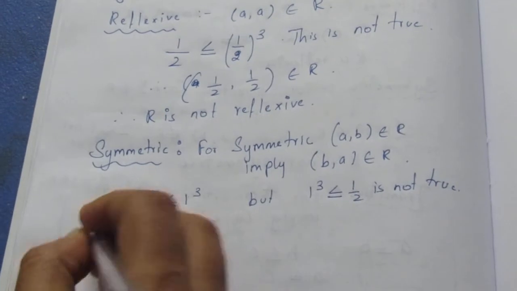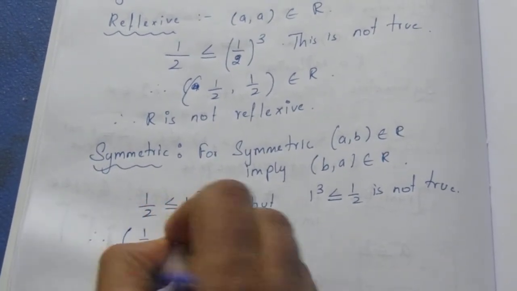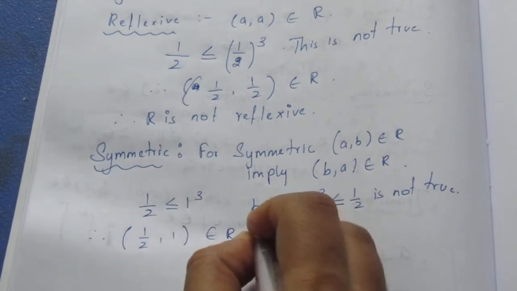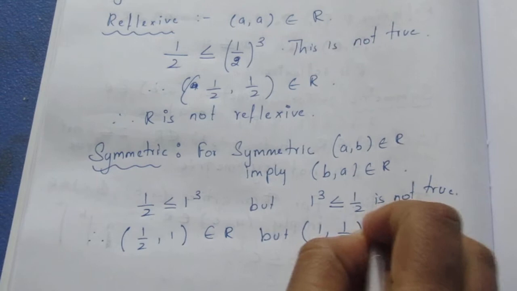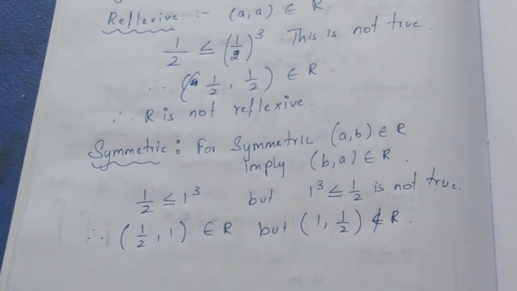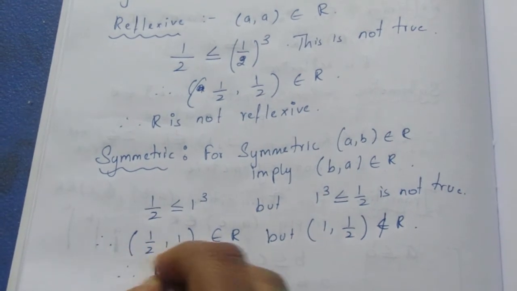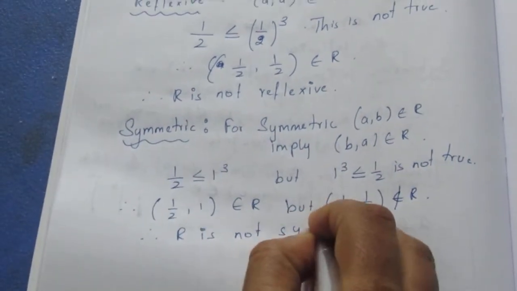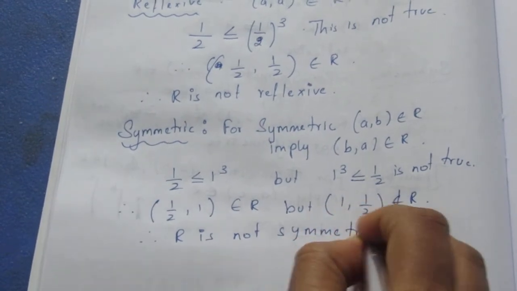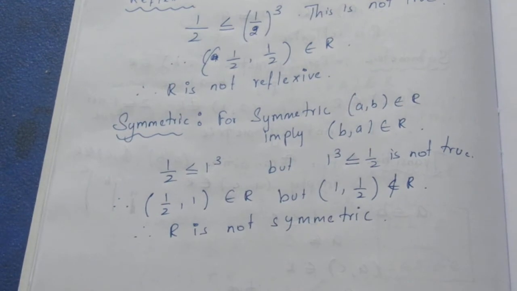Therefore we can say that (1 by 2, 1) belongs to R, but (1, 1 by 2) does not belong to R. So therefore R is not symmetric. We can conclude that R is not symmetric because it does not satisfy (b, a). We'll move on to transitive now.